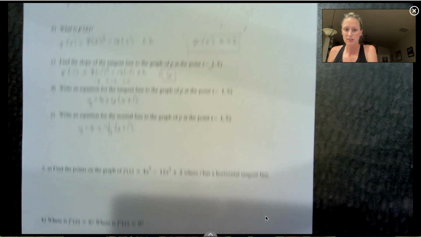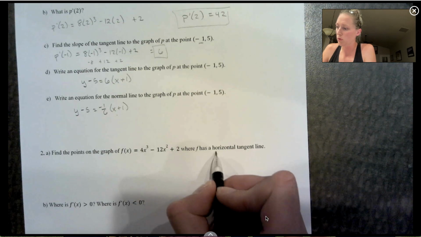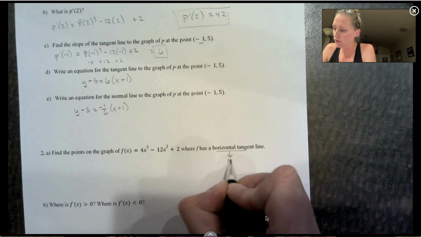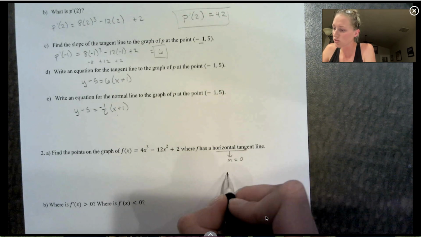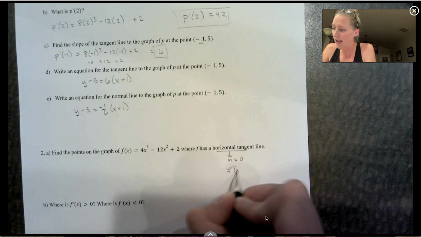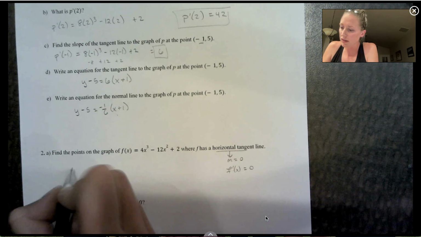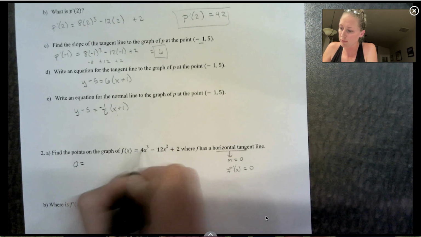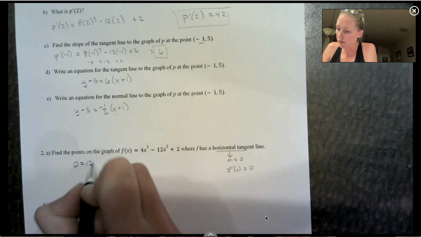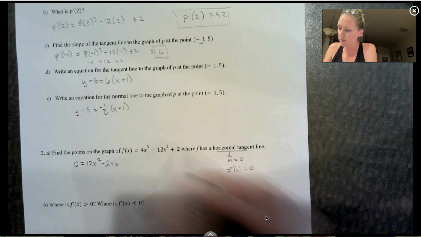All right, example 2. Find the points on the graph of f where f has a horizontal tangent line. So remember, horizontal tangent line means our slope of the tangent line is 0, and slope of the tangent line is the derivative. So we want to find where f prime of x equals 0. So my derivative, using my power rule: 3 times 4 is 12, x squared, 2 times 12 is 24, x to the first, constant disappears.